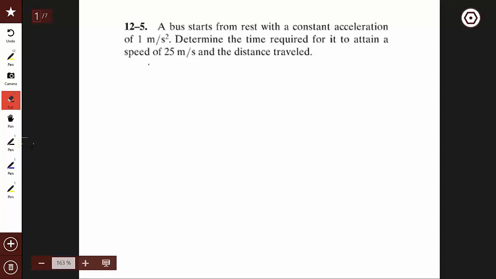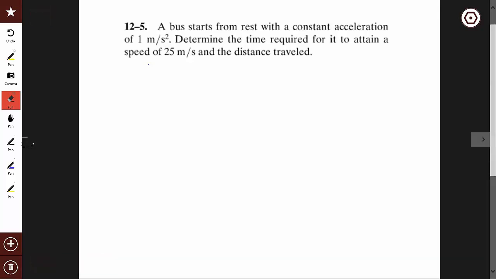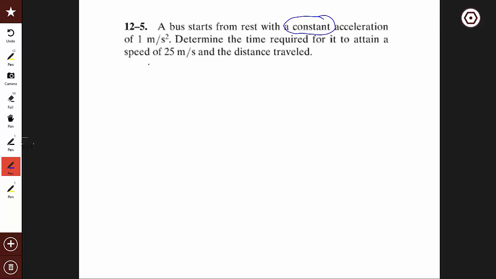Okay, here's a problem from the textbook. A bus starts from rest with a constant acceleration. Constant acceleration, so that means we're going to use the formulas that have been derived for us already. It doesn't say, but I'm assuming, because of the section it comes from, that the bus is moving in a single direction.